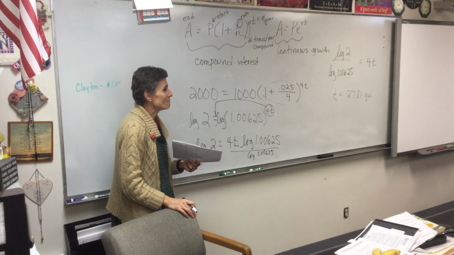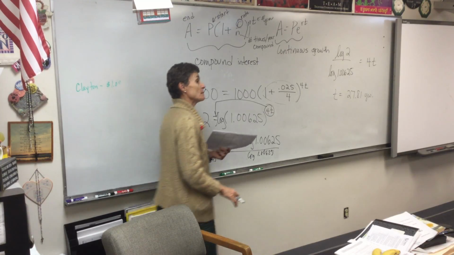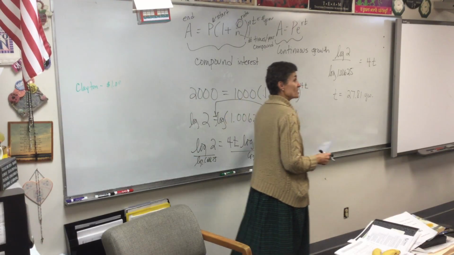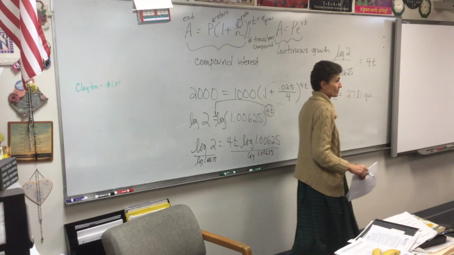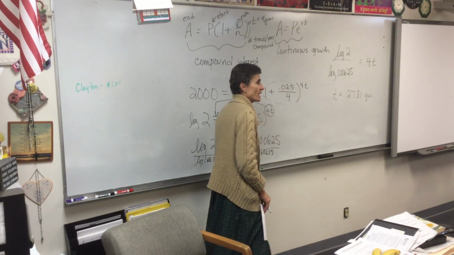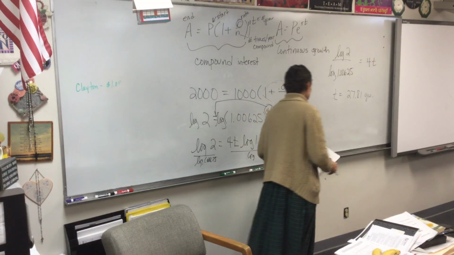Did we have our answers 28, or do we need to? It would depend on what the direction said in terms of rounding. So if it said to the nearest year, you would say 28 years. If it said to the nearest tenth, it would be 27.8. It just kind of depends what the directions say.